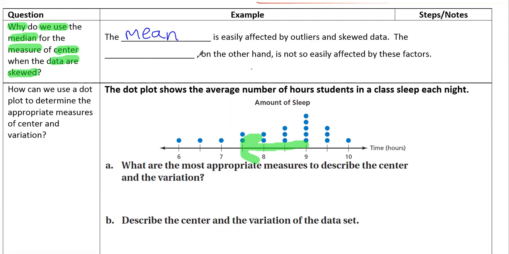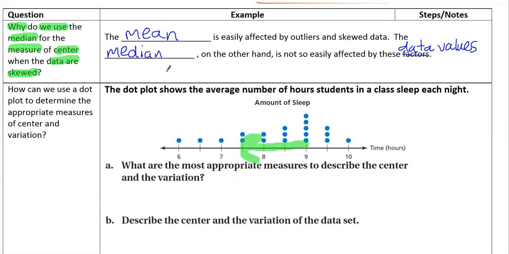So the blank, on the other hand, is not so easily affected by these data values. I shouldn't have used the word factors. I'll change that on your version of the notes. Which measure of center isn't? Measures of center: mean, median, and mode. Which one is not as affected by outliers? The median.